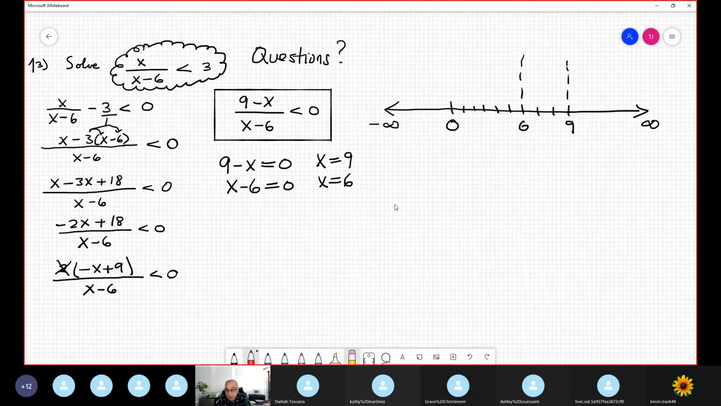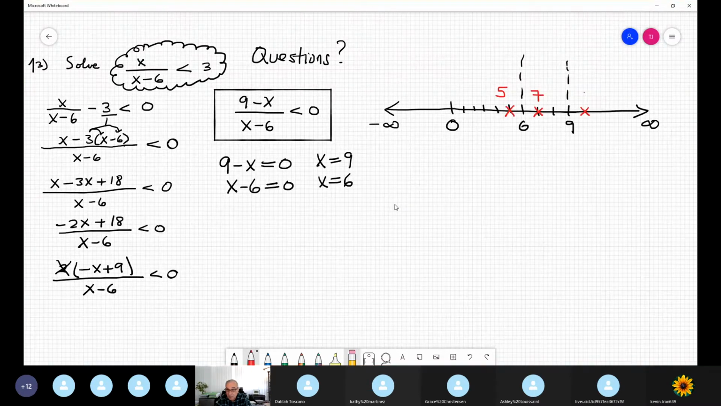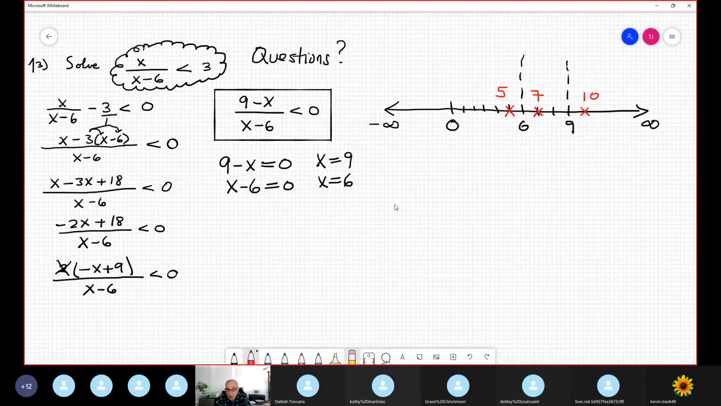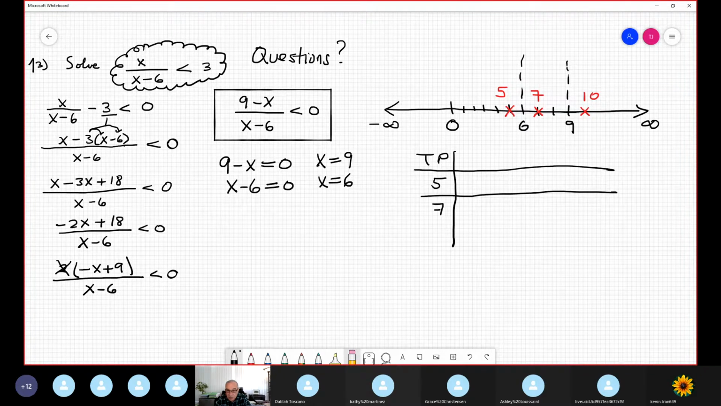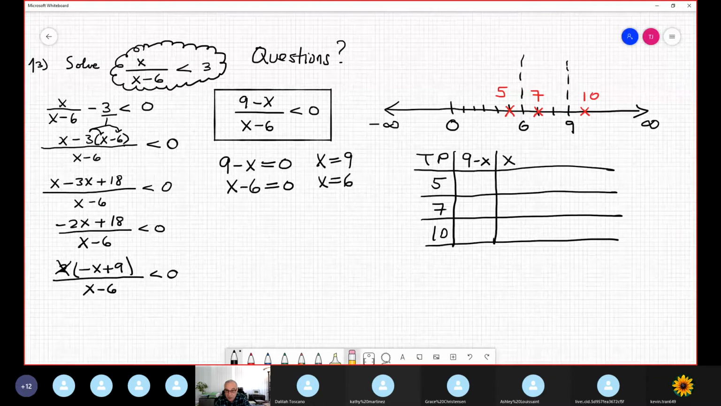You select a completely arbitrary testing point, maybe 5, maybe 7, and maybe 10, or 0, or 1, or 8, or 11. It doesn't matter what testing point you select, always inside each interval. Let's do it in the table. The table contains 5, 7, and 10. The factors involved in the problem are 9 minus x, the top part, the bottom part x minus 6, and the total.